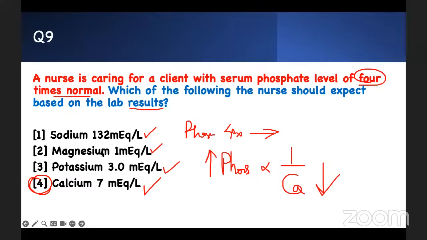These numbers are just a trap. I made them up. The principle is that high phosphorus will lead to low calcium. That's the only one it has a relationship with. So that's the answer. The answer is number 4.